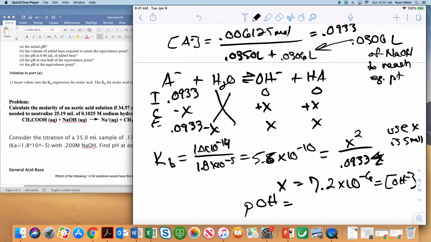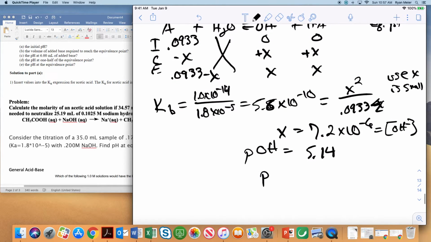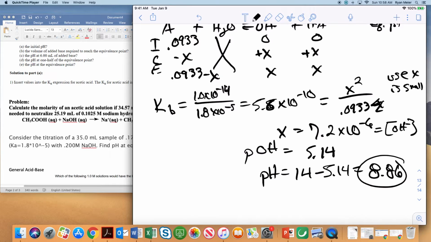And then my pOH is about 5.14, which makes my pH, 14 minus that, about 8.86. So I do my final pH. So very similar problem to the other one that we had done. Slightly different pH, but it's pretty close to about the same equivalence point pH as the other acetic acid problem.